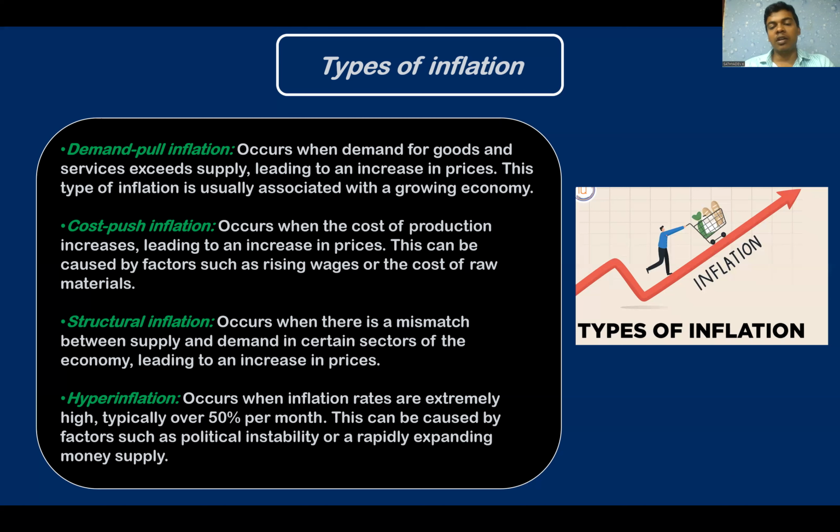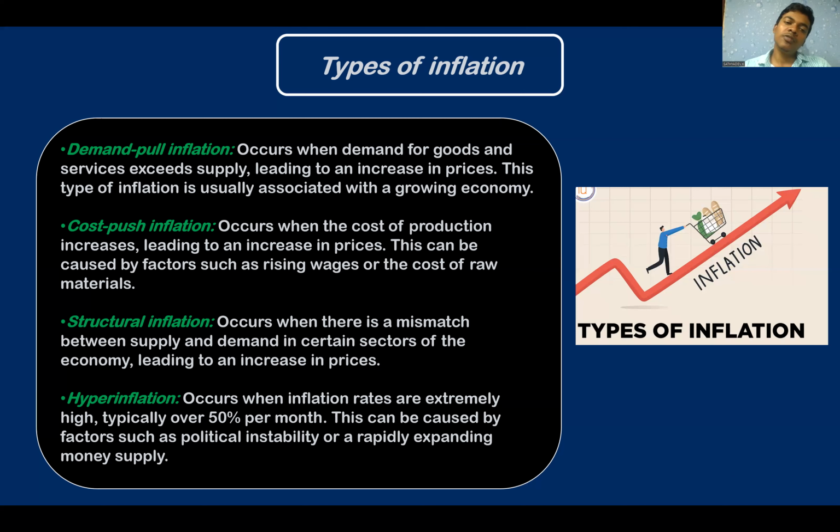Then cost push inflation occurs when the cost of production increases. When they need to give higher wages, it will be imposed on the end product. For example, the cost of production of certain goods may increase due to the wages given. In Tirupur, they produce banian clothes, which were very cheap due to lower rates of wages given. But now they are a little higher in price because of the increase in wages. Thus, it will increase the price of the end product.